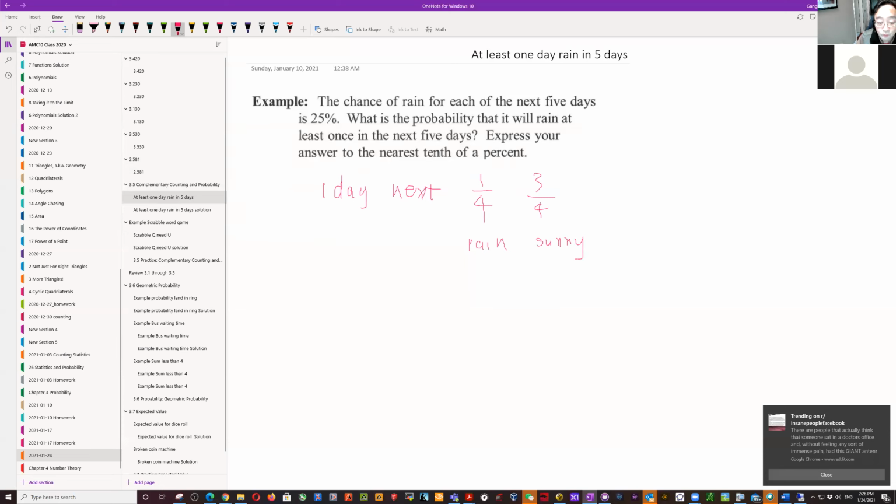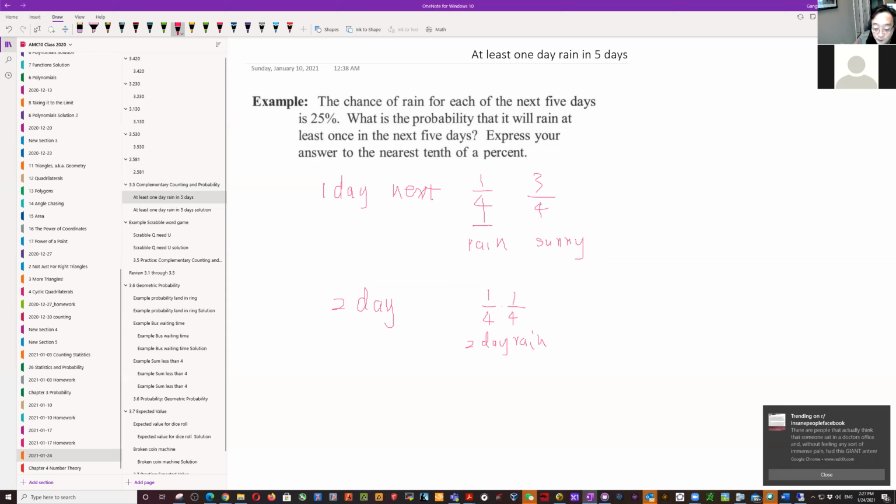And so then you can think about 2 days in a row. So basically the first day, you have a 1/4 chance of rain. So one day is just 25%, 75%. Then for 2 days in a row, if it's rain, it's 1/4 multiplied by 1/4. That's 2-day rain.